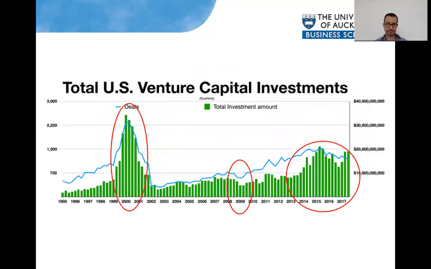It also varies in terms of period, and can be very volatile. You can see in the first red circle in 2000, there was a significant spike in venture capital investments, and this was because of the dot-com bubble, so there was a lot of investment in internet companies. You can see that in 2008 and 2009, there was a significant decline, although it doesn't look very big, but in proportion it is quite significant. This was because of the financial crisis.